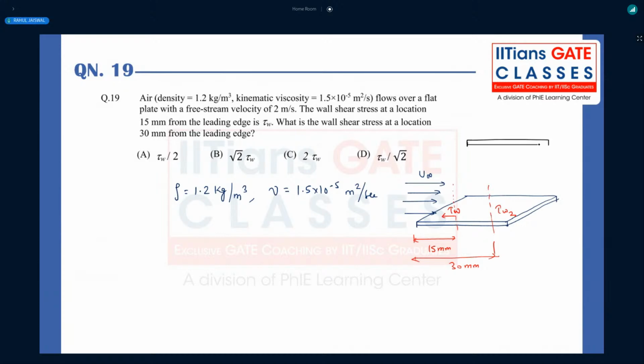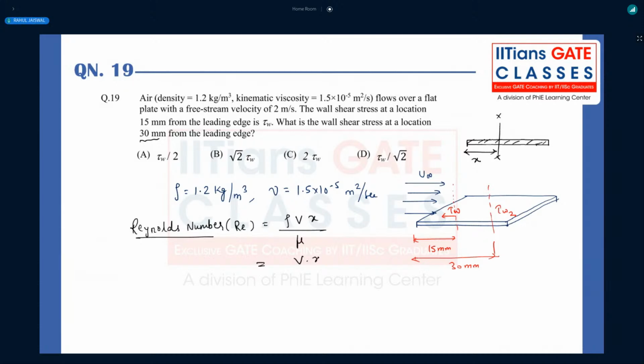This is a flat plate, right? So how the shear stress is varying at this location from the leading edge, that is what we need to check, right? Before that, we need to find the Reynolds number. What is the Reynolds number? Reynolds number, we know, is rho V into characteristic length. That characteristic length is nothing but the distance from the leading edge. So here I'm calculating at 30 mm, the maximum distance, so that I can know whether the flow is laminar or turbulent, right? So rho V x divided by mu.